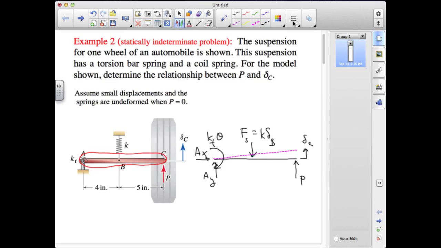So this dashed line is essentially showing us that we can treat the relative deflections as similar triangles, and the vertical deflection at B would just scale with the vertical deflection at C by 4 over 4 plus 5, or 4 over 9 times the deflection at C. Also, for small angular displacements, the rotation theta would just be delta C over the length of that control arm, which is delta C over 9 inches.